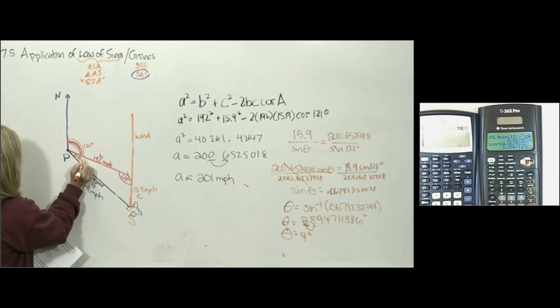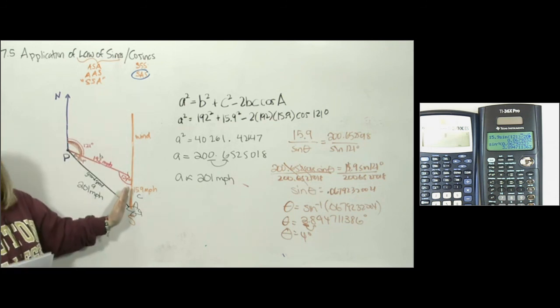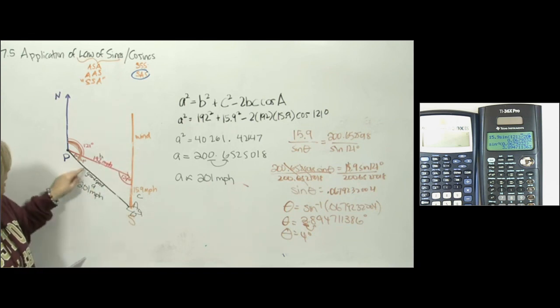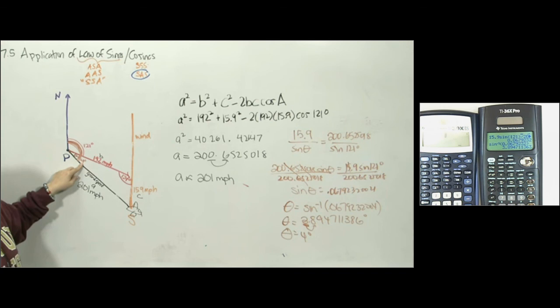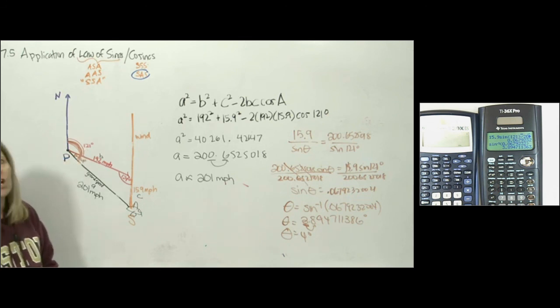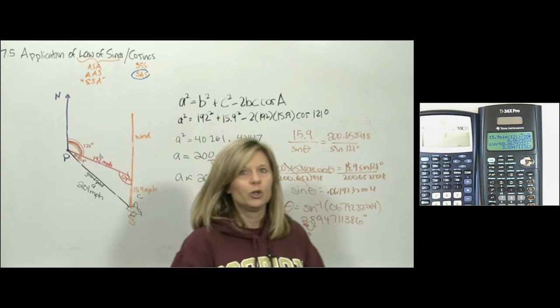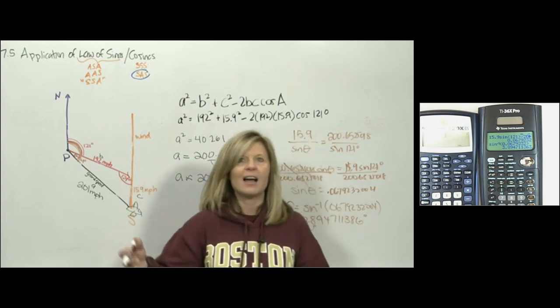So by that wind blowing toward the plane and pushing it, it threw it 4 degrees off course. So your new bearing is not 4 degrees. Your new bearing is all the way 121 degrees plus 4 degrees. So your new bearing due north is 125 degrees.